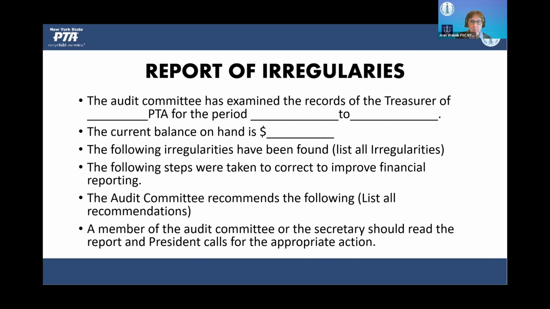You can list the following steps to correct and improve financial reporting. Again, if things are missing from the checkbook or it's not showing deposit slips, you can make a list of all these things that should be done. And the audit committee is certainly entitled to recommend anything to make the process go smoother. At the annual meeting, a member of the audit committee or the secretary would read the report and the president calls for the appropriate action.